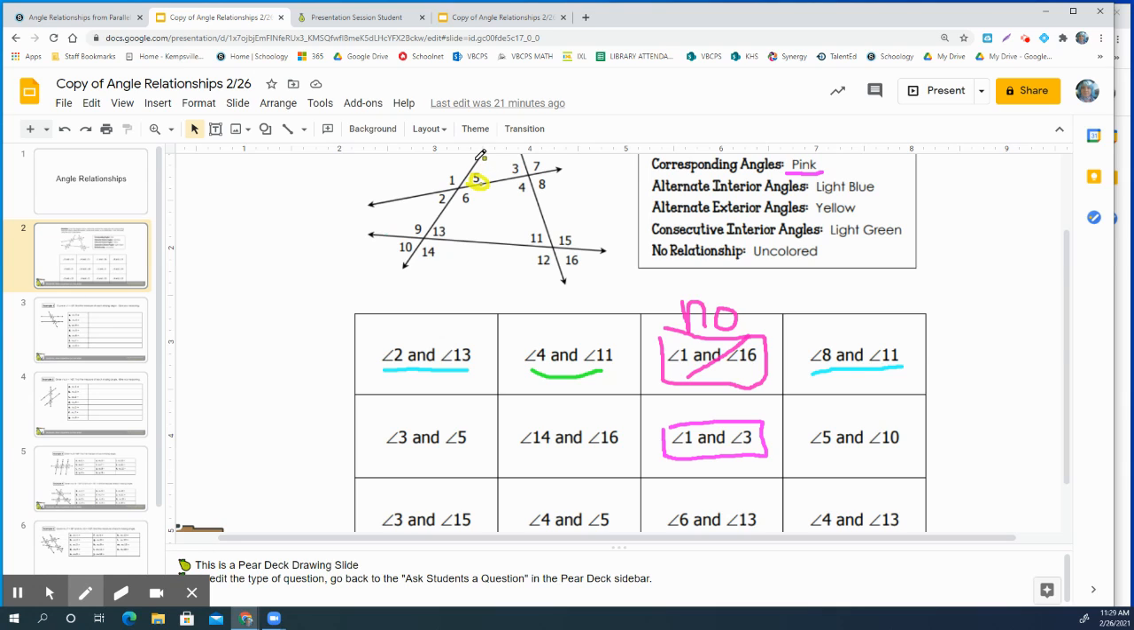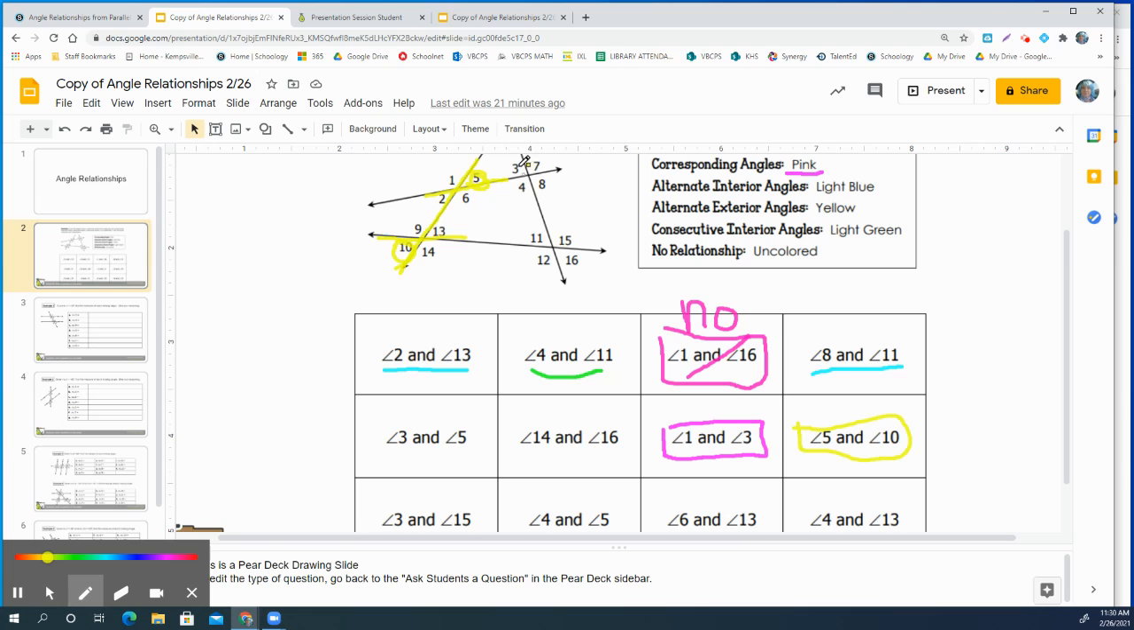So 5 is alternate from this transversal with 10, and they are outside of these lines. So 5 and 10 are on the outside, they're standing up on the curb, and they're alternate of the transversal. So 5 and 10 are going to be our alternate exterior angles.